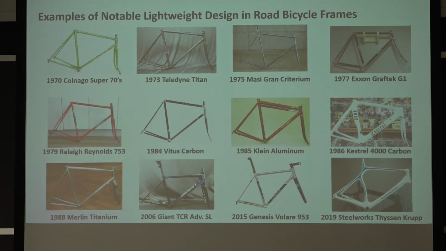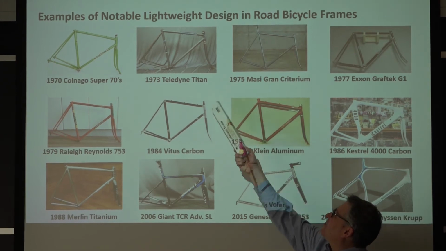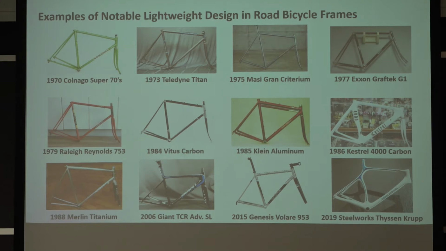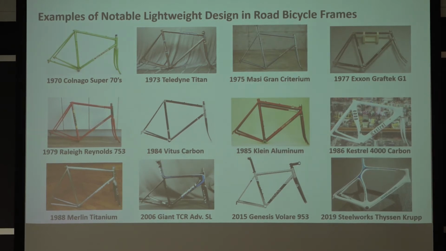In 1973, Teledyne made the first titanium frame. You can see the tubes aren't very big in diameter, and the problem with this frame was that it was very flexible. Titanium has about two-thirds the Young's modulus of steel, so it never really worked very well, and that's why it didn't catch on in popularity.